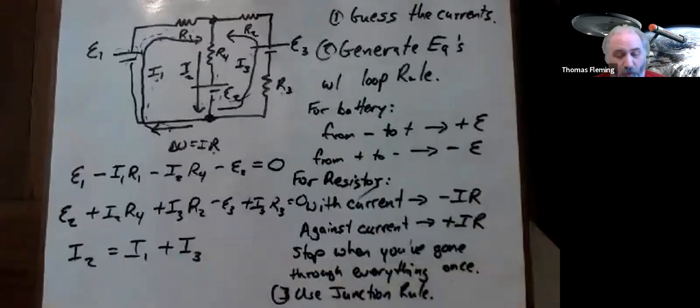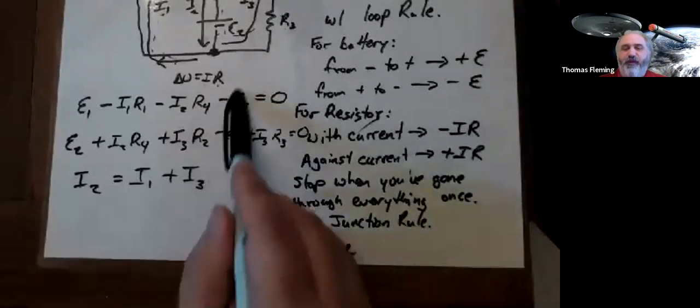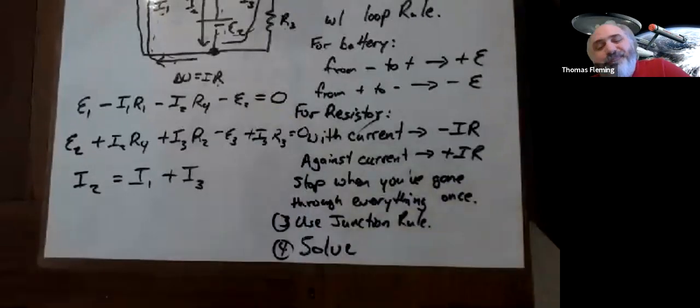So once I have gotten those three equations, I'm good to go, right? At this point, all I've got to do is solve those equations for the three currents. So that's the process. And here's the thing, right? Solving three equations simultaneously, kind of a pain in the butt. All right, algebraically, it's not fun.